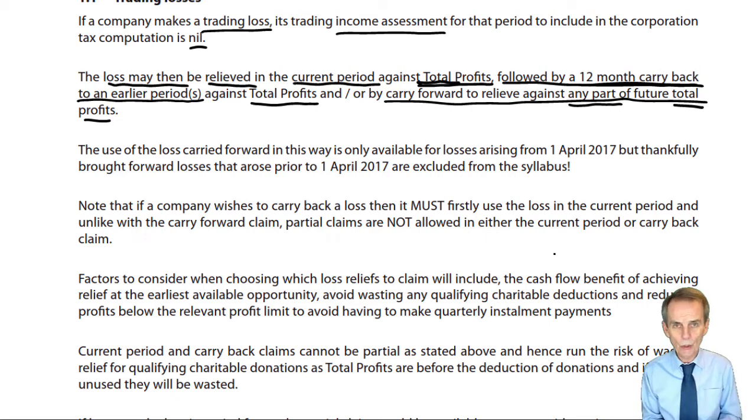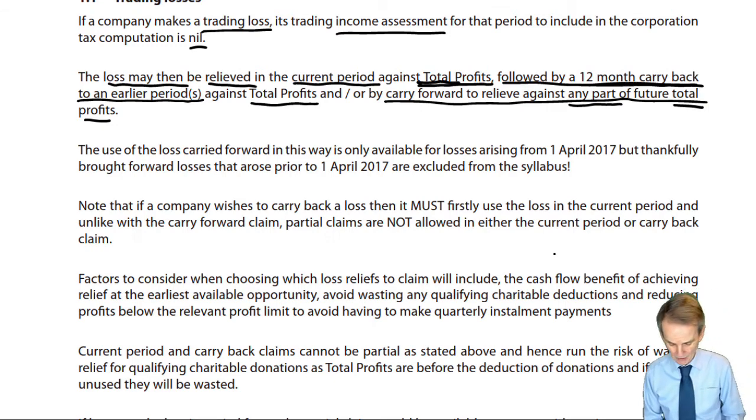If they are not used in the accounting period in which they are paid, they are lost. You cannot use those donations to reduce profits of any period other than the period in which they were actually paid. So there's a problem with your current and carryback claims. You can't make partial claims, you have to go against total profits to the extent that there are profits. But when you carry forward, you are able to limit the amount of loss you set against the total profits to avoid any possibility of wasting any donations that may have been paid in that future period.